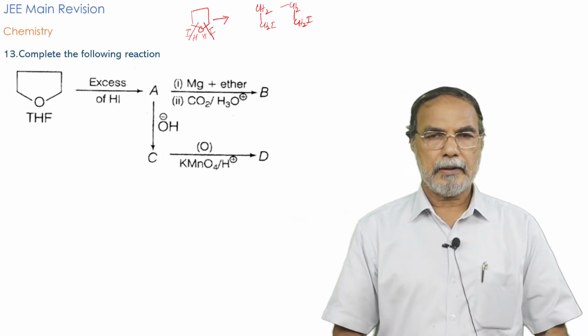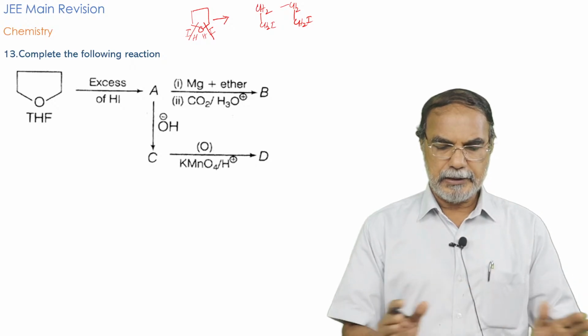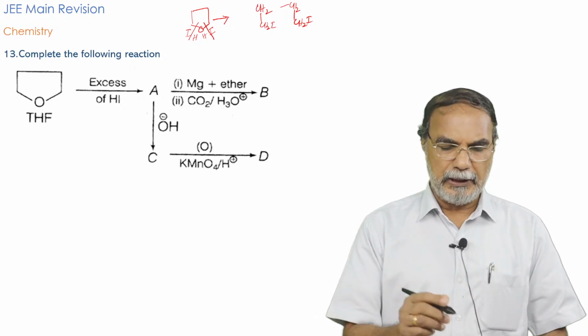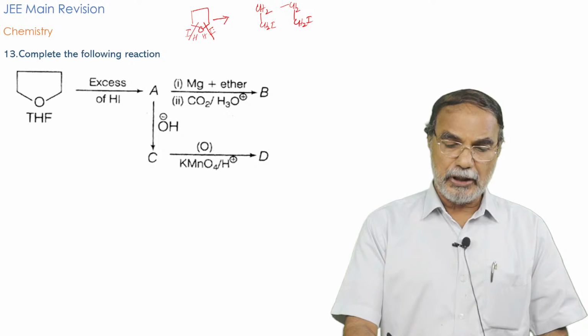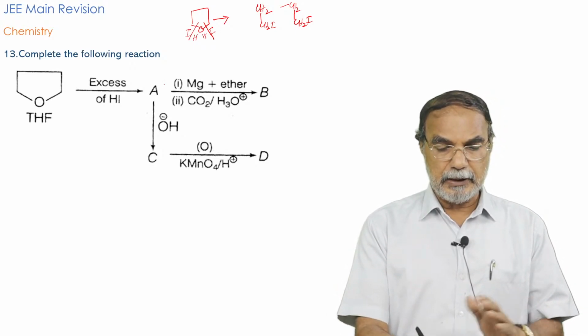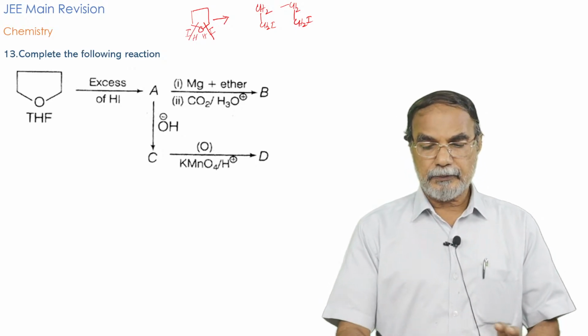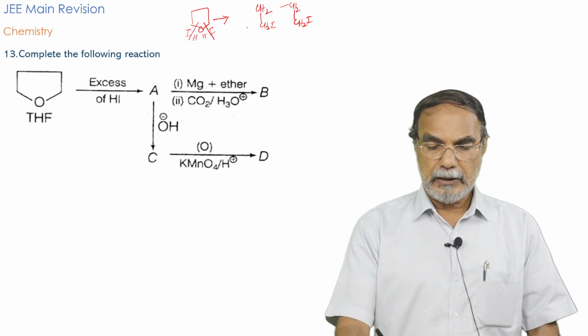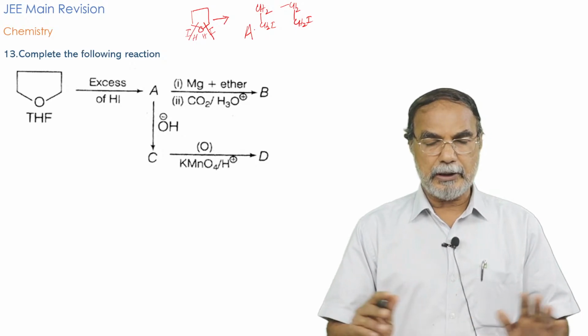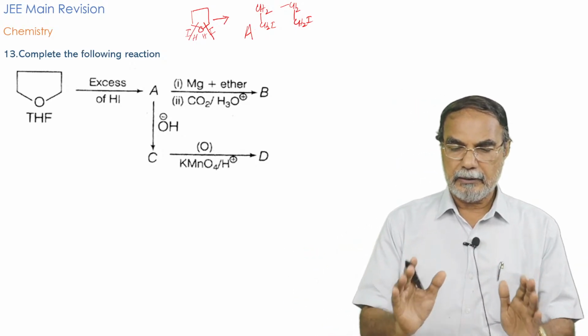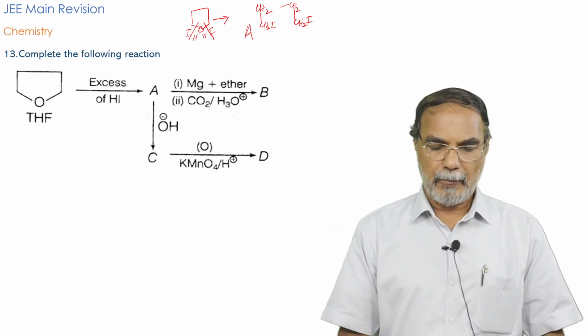The ether linkage is actually split up. The ether linkage is undergoing cleavage with the hydroiodic acid. If it were with one HI, it would have been OH and I here, but with excess HI, the other portion also reacts with HI, and therefore this is the compound. So obviously this is the compound A. No other option. This is the compound A.